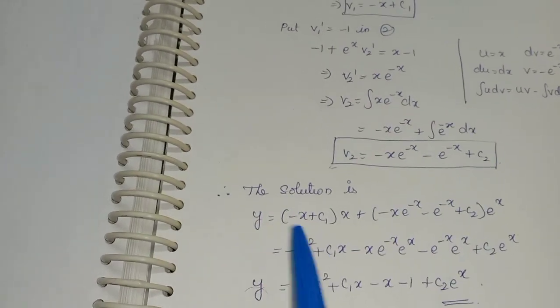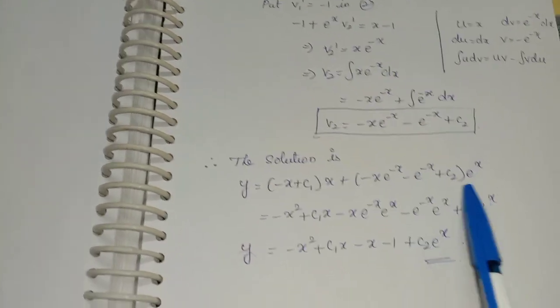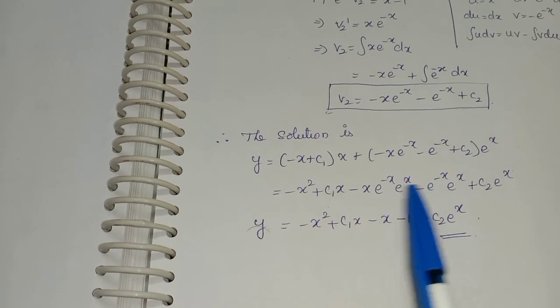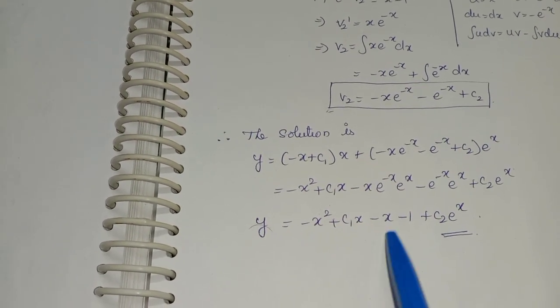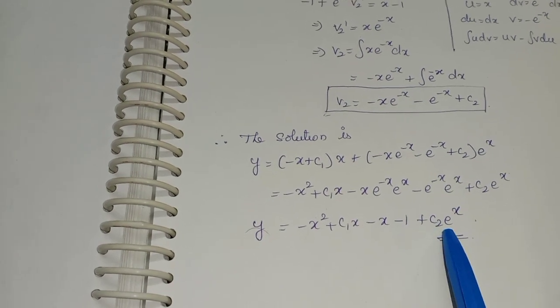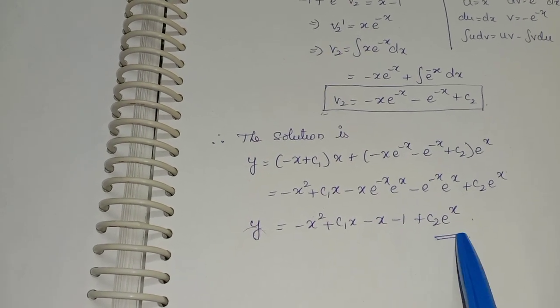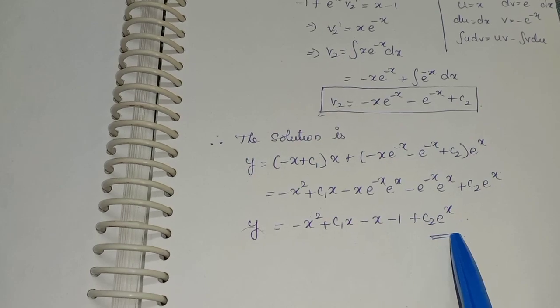So what's the solution? v1x plus v2 e power x. So substitute the values and simplify. So what you get? Y equal to minus x square plus c1x minus x minus 1 plus c2 e power x. So this is the general solution of the given equation. Okay, that's all.